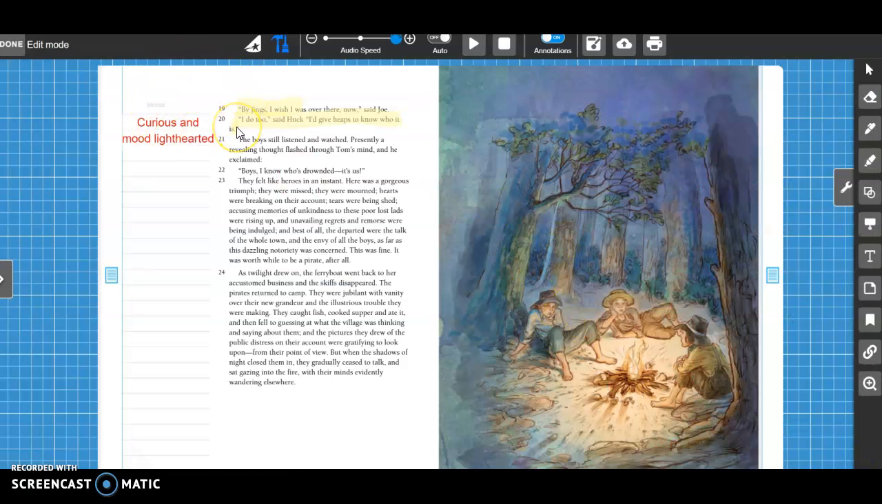All right, 19. "By jings, I wish I was over there now," said Joe. "I do too," said Huck. "I give heaps to know who it is."